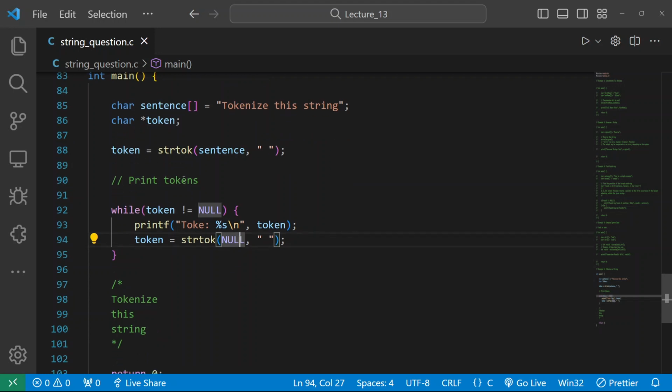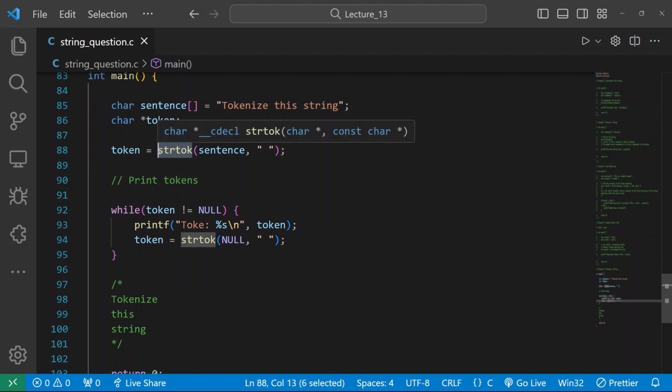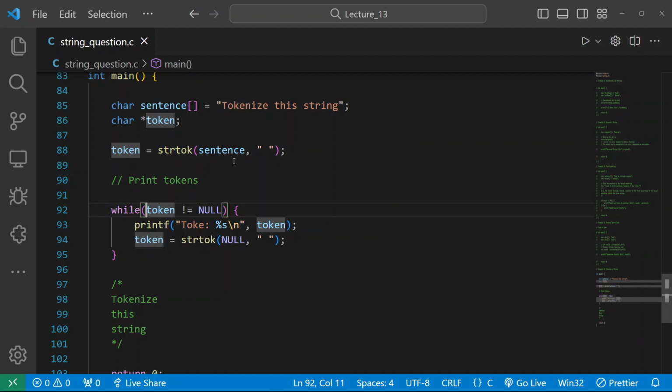Because this strtok deals with char star, const char star. No, ignore this part. Just remember the char star and const char star, these are the two values we need to provide, and this should be a pointer. Okay, in this way you can remember. This is the general definition of this particular thing.